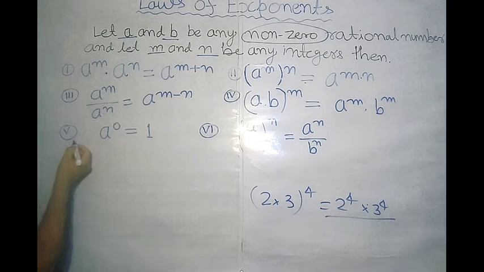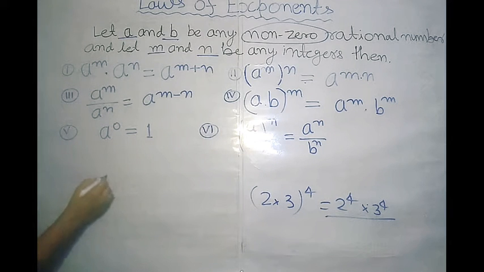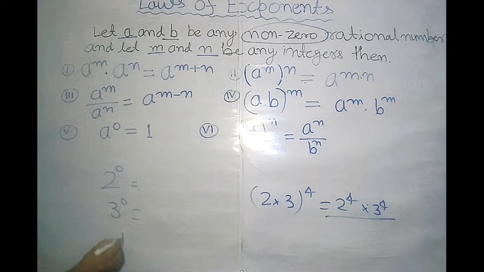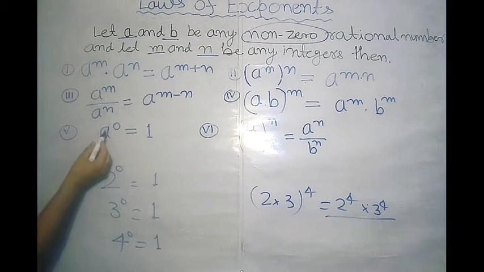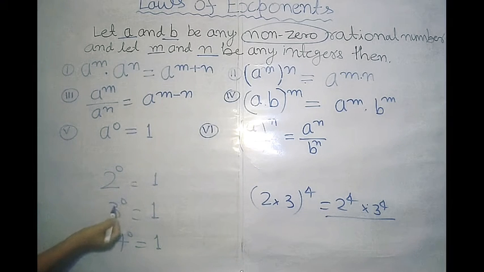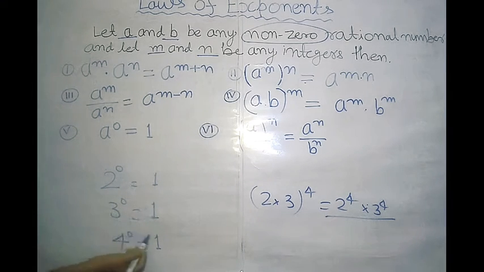And here the fifth rule is a raised to power 0. Suppose any number, 2 raised to power 0, 3 raised to power 0, or 4 raised to power 0. What will be the answer in this case? The answer will always be 1. A raised to power 0 equals 1. 2 raised to power 0 equals 1. 3 raised to power 0 equals 1. 4 raised to power 0 equals 1.